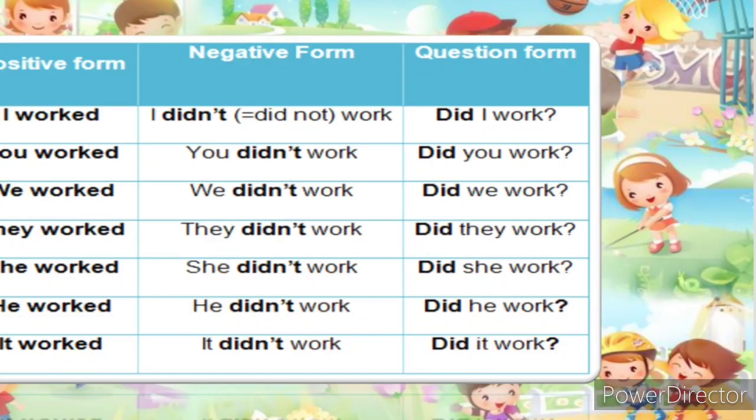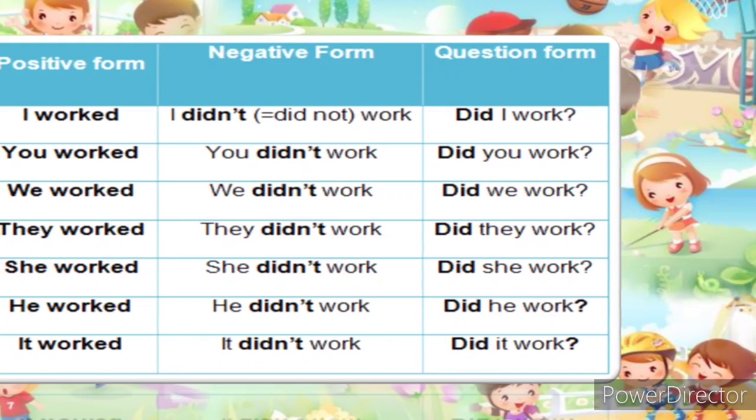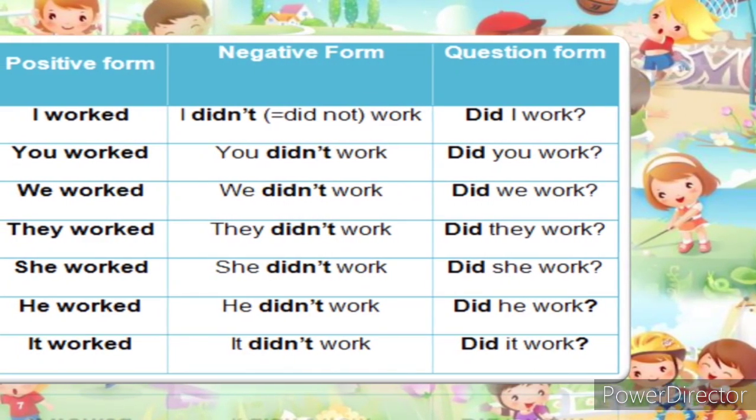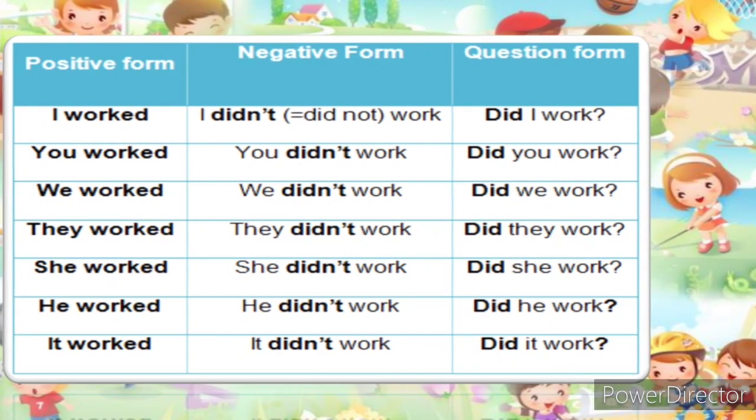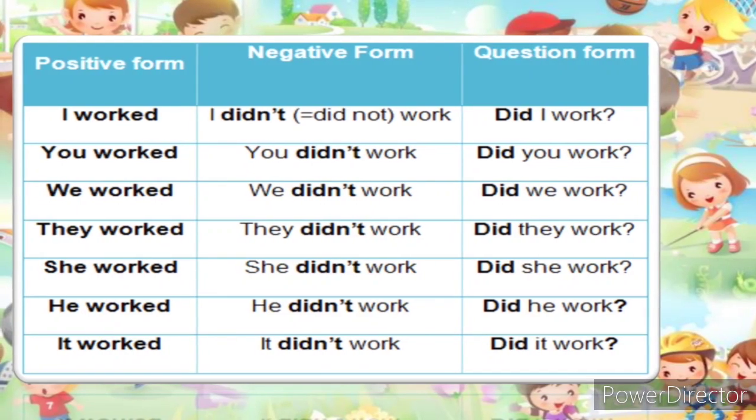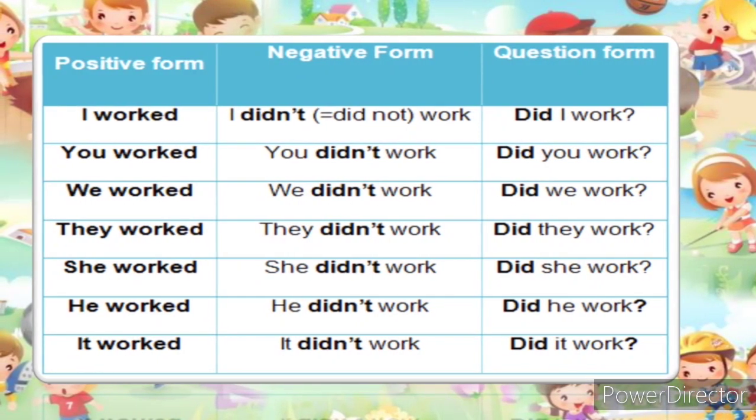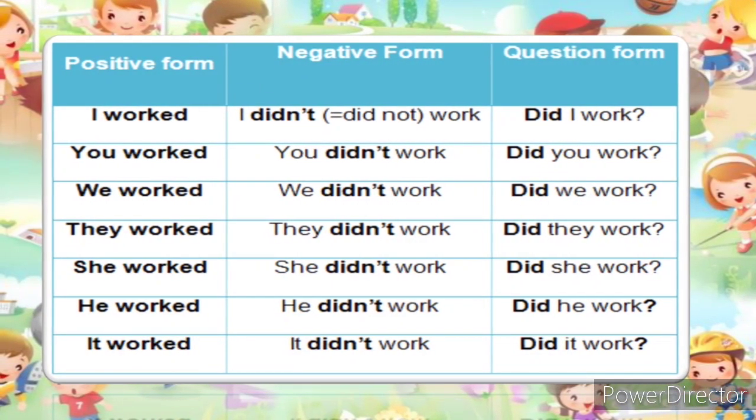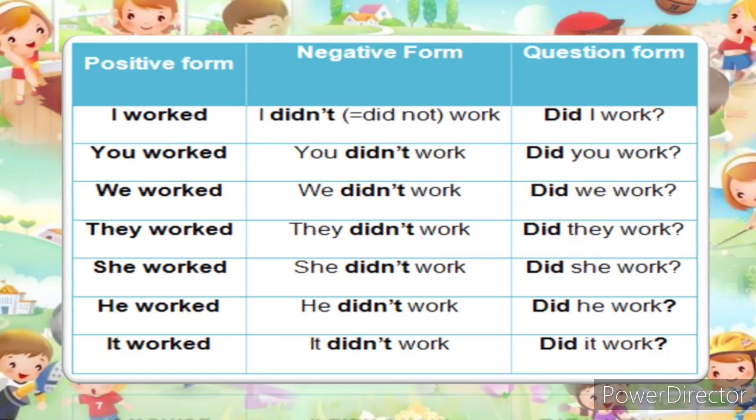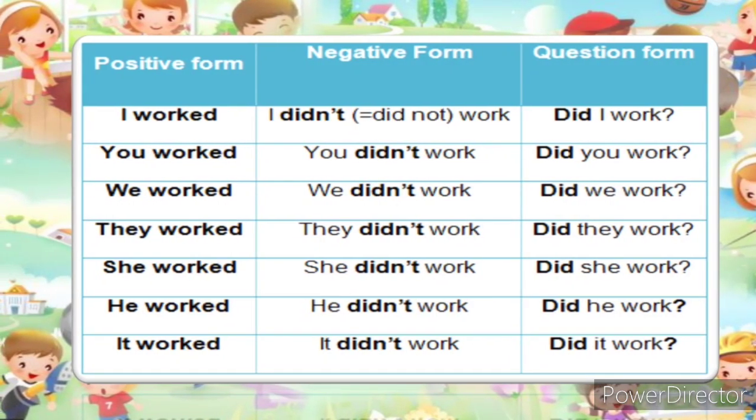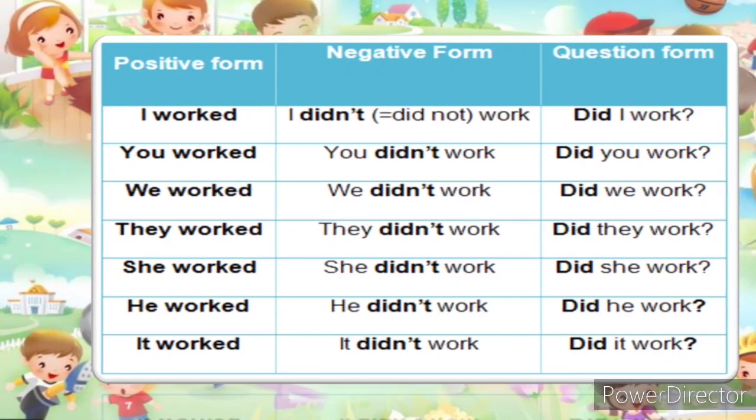And now let us see all the three types of sentences in simple past tense in a single frame. First, affirmative: I worked. Negative: I didn't work. Interrogative: did I work? Similarly, you worked, you did not work, did you work? We worked, we didn't work, did we work? They worked, they didn't work, did they work? She worked, she didn't work, did she work? He worked, he did not work, did he work? It worked, it didn't work, did it work?